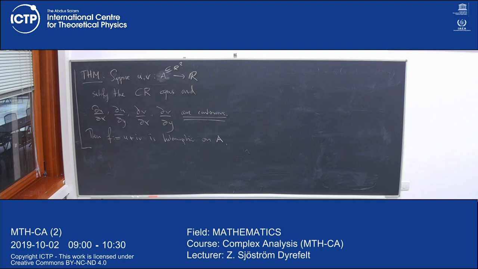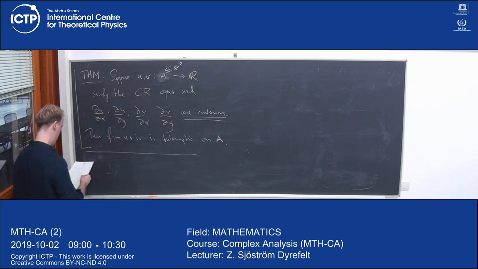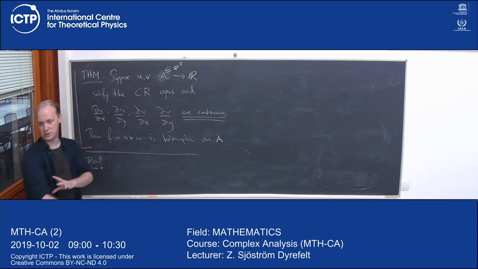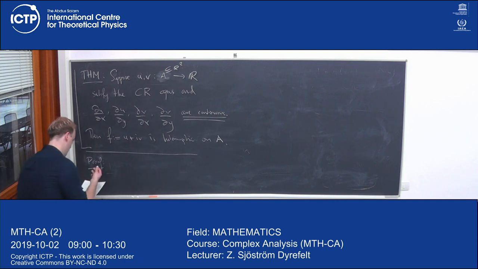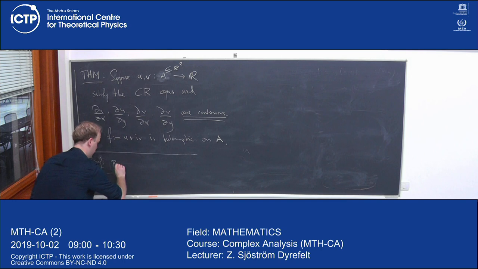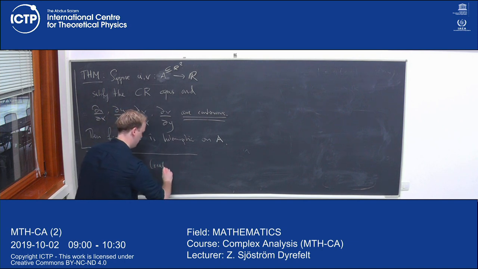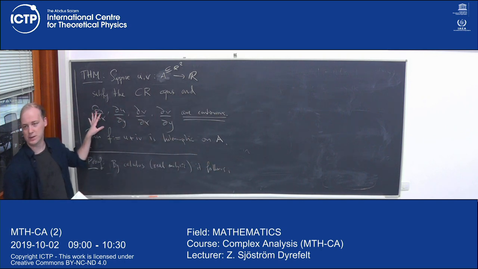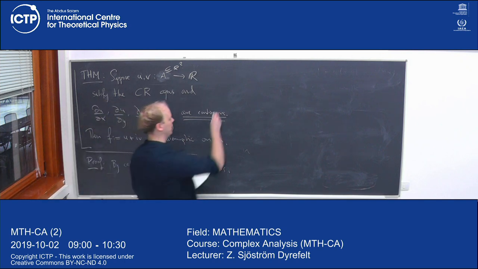So let's see if I can prove it directly. I think I should. So let me give a proof of this. The proof is not too hard, but I think it's very instructive to see how this is proven and where the Cauchy-Riemann equations are used. So by real calculus, real analysis, it follows. The point is we are using precisely these hypotheses. This is something in real analysis, right? You have partial derivatives and they are continuous. So using precisely this hypothesis, we have the following.